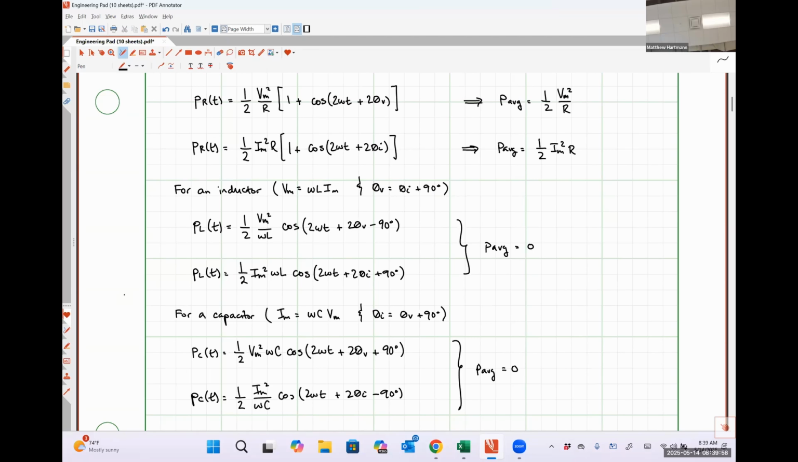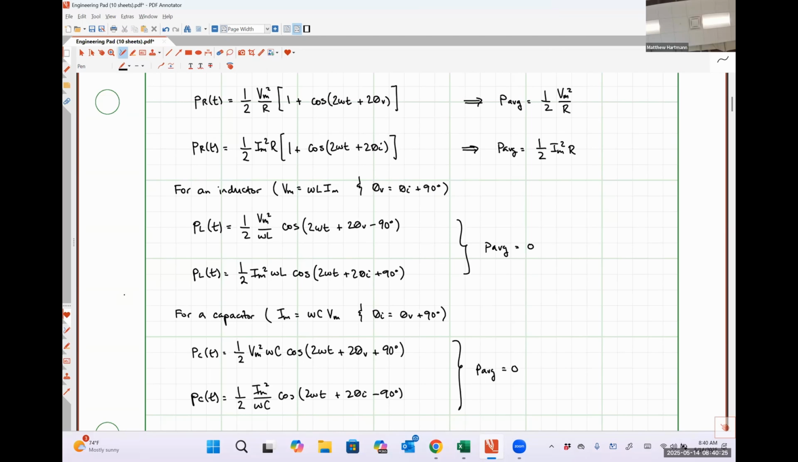Because we know that the magnitude of the impedance of a resistor is just the resistor value itself. The magnitude of the impedance of an inductor is omega L, and the magnitude of the impedance of a capacitor is 1 over omega C. So in every single one of these cases, this is just V squared over the magnitude of the impedance we're interested in, and then we get into the angle relationships and all of that kind of good stuff.